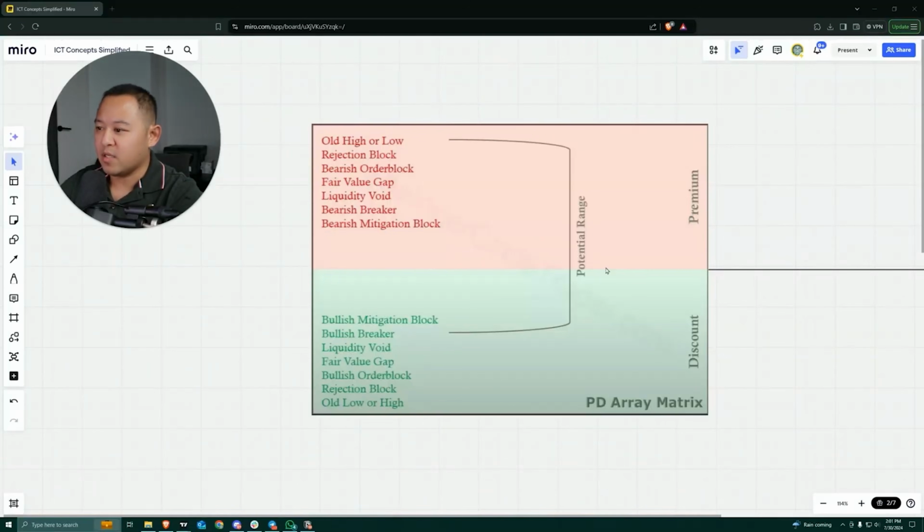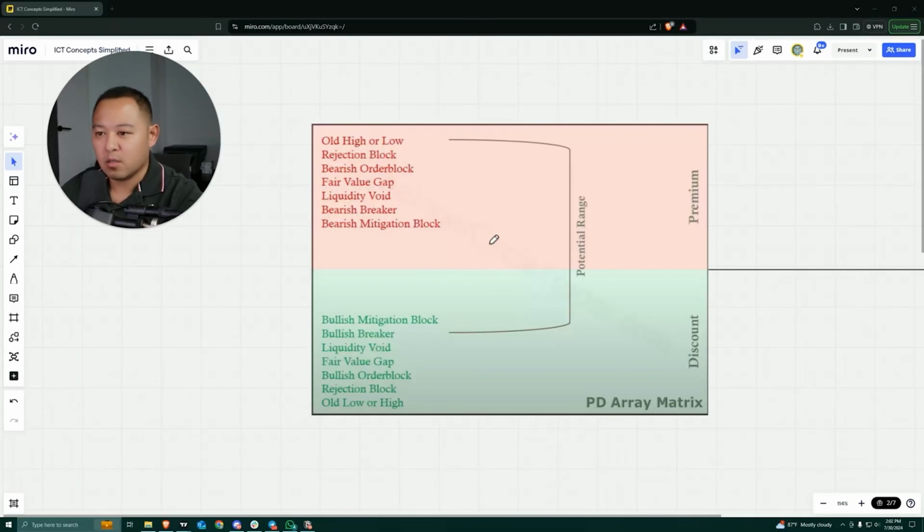All right, so let's talk about the PD array matrix. Now, when you're first starting to get into ICT, one of the first things that you see is this table. And this is already where a lot of you guys are going wrong, as you see all these different things and you assume that you need to implement all of these at once. And that's where you're going to get confused as far as studying. You don't know what to focus on, and you really don't even have the right context.